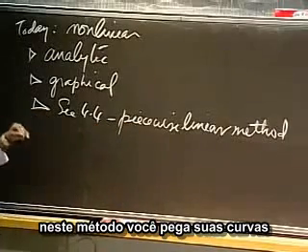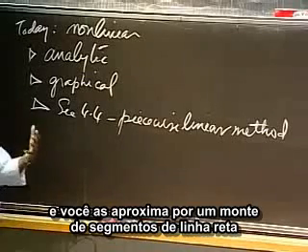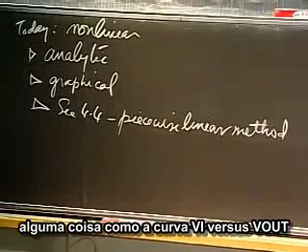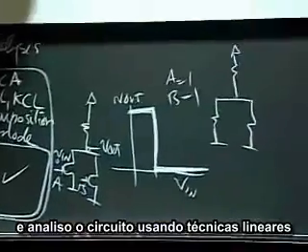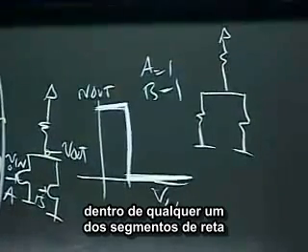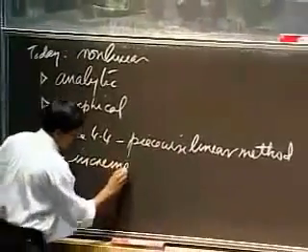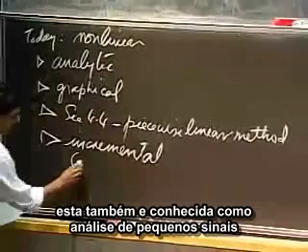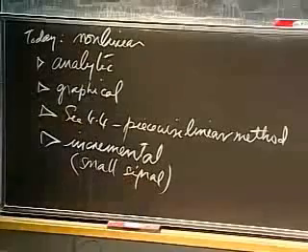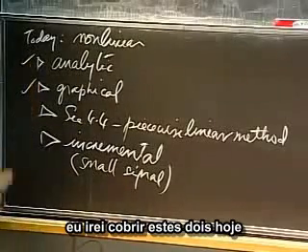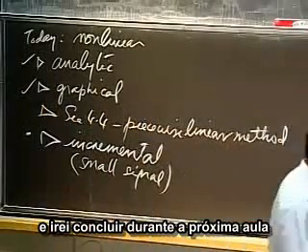In this method, you take your curves and you approximate them with a bunch of straight line segments, kind of like the V out V in curve I've shown you there, and analyze the circuit using linear techniques within any given straight line segment. Okay. We'll also do incremental analysis. This is also called small signal analysis. Okay, so we'll cover these two today. I will introduce this one today and wrap that up during the next lecture.